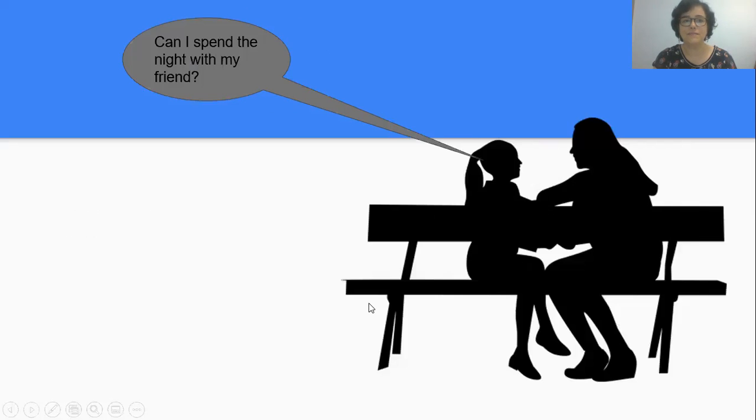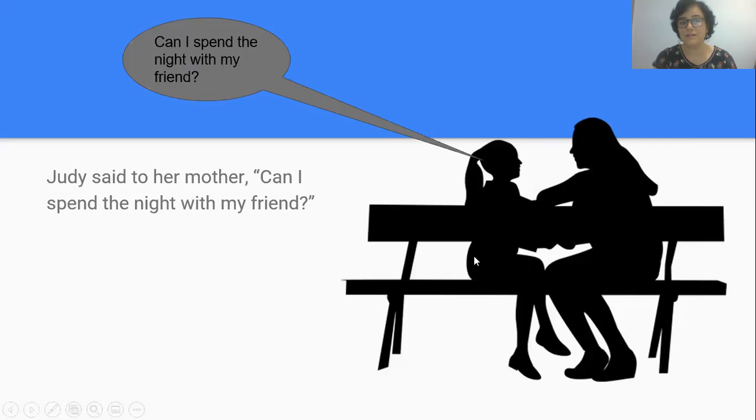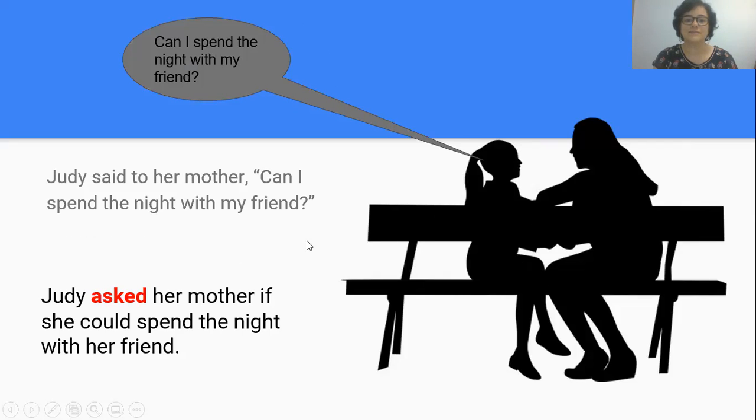The next one. Can I spend the night with my friend? So Judy said to her mother, can I spend the night with my friend? How do you write that? Judy asked her mother if she could. Again, I'm pointing this out. Could she is incorrect. You have to interchange the pronoun and the verb and also make the verb past tense. So, if she could spend the night with her friend. If she could. Could she? No. She could spend the night with her friend.